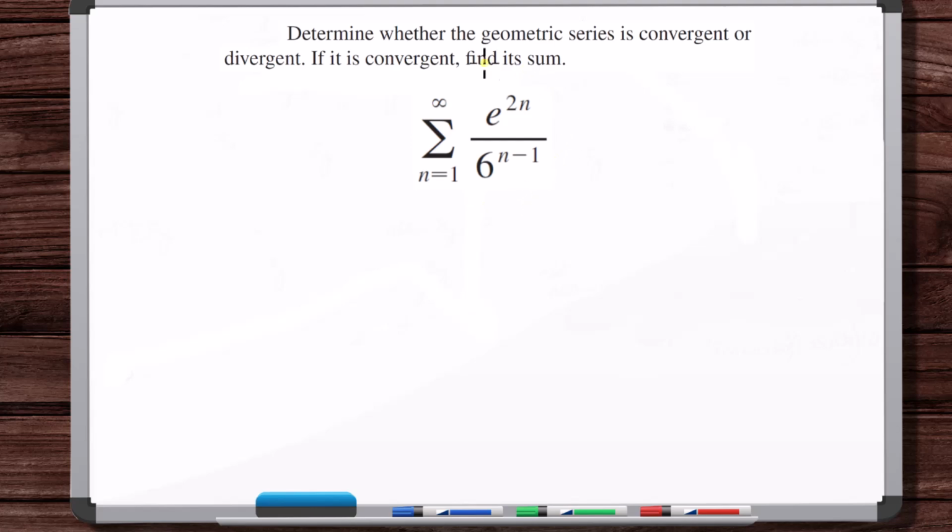Okay, so they're telling us that this is a geometric sequence, so we just need to figure out what's the first term and what's the common ratio. We could get the first term easily by just plugging in n is equal to 1. Let's do that just to show you. When n is equal to 1, you've got e squared over 6 to the 0, so just e squared. Now, the common ratio, I don't know, maybe e divided by 6?